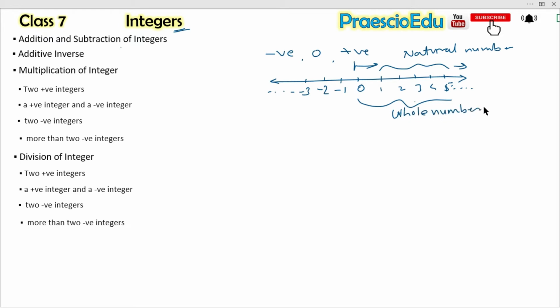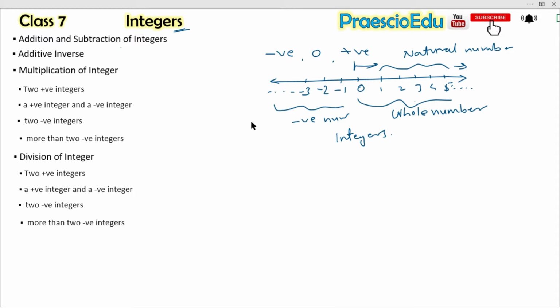numbers. And when we add all the negative numbers with 0, 1, 2, 3, 4 on a number line, the complete set of these numbers is called integers. Hope you understand the integers.